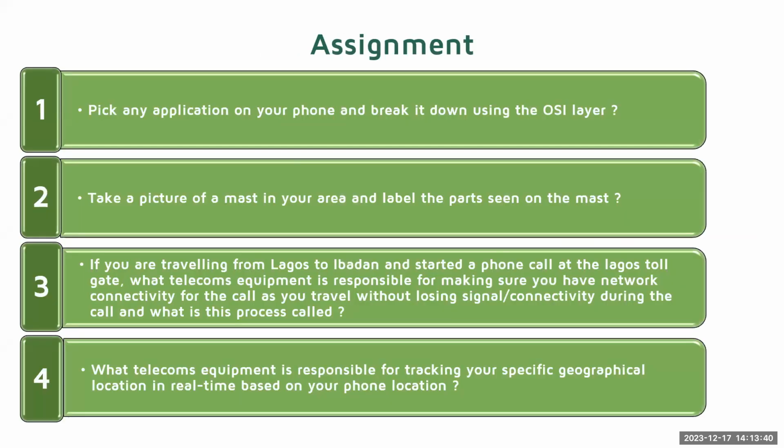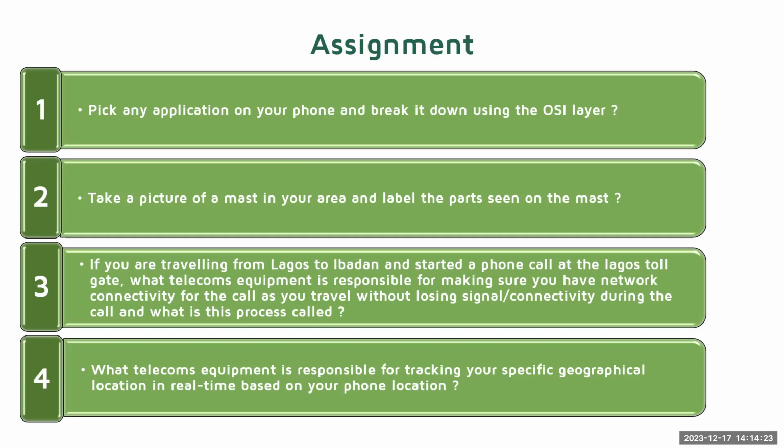And I said, if you're traveling from Lagos to Ibadan and start a phone call at the Lagos toll gate, what telecoms equipment is responsible for making sure you have network connectivity for the call as you travel without losing signal connectivity during the call, and what is this process called? So basically, if you start a call at, let's say, Lagos, that means your phone is connected to the mast closest to you. There's probably a mast around the toll gate area. Now, as you drive from Lagos, let's say you're about 10 to 15 minutes into the journey, the mast that you connect to will start receiving lower signal from your phone, which means it will affect the call quality if nothing is done.